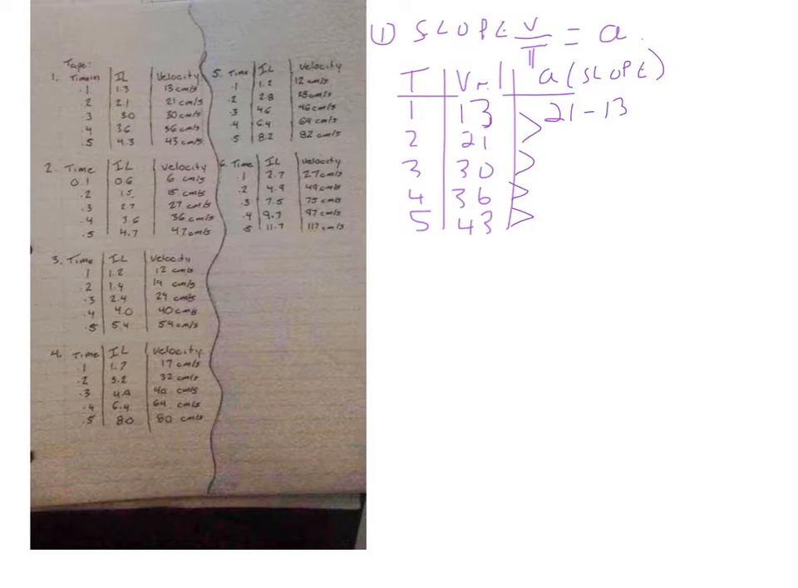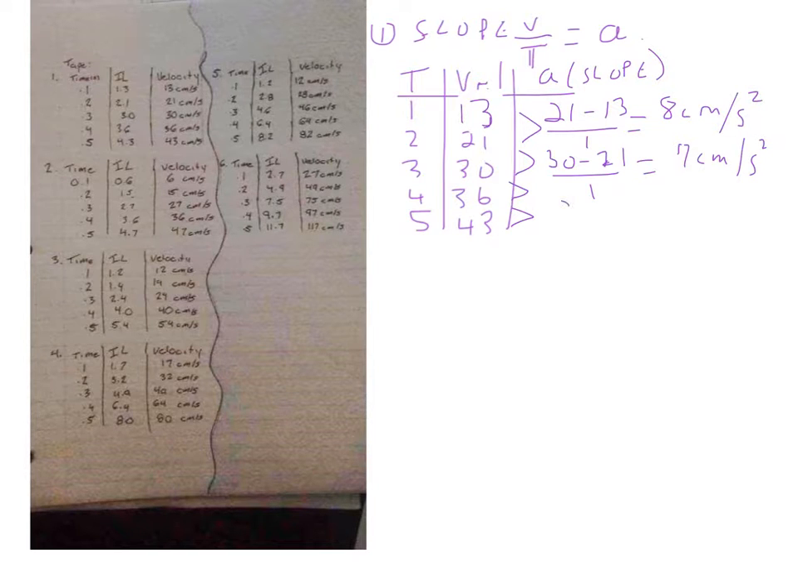21 minus 13 over 1 is going to give us 8. It looks like your velocity is centimeters per second, so it's going to be centimeters per second squared, because that's the slope. It's how fast the velocity is changing over time. The next one goes from 21 to 30, so it's 30 minus 21 over 1, and that's going to be 7 centimeters per second squared.